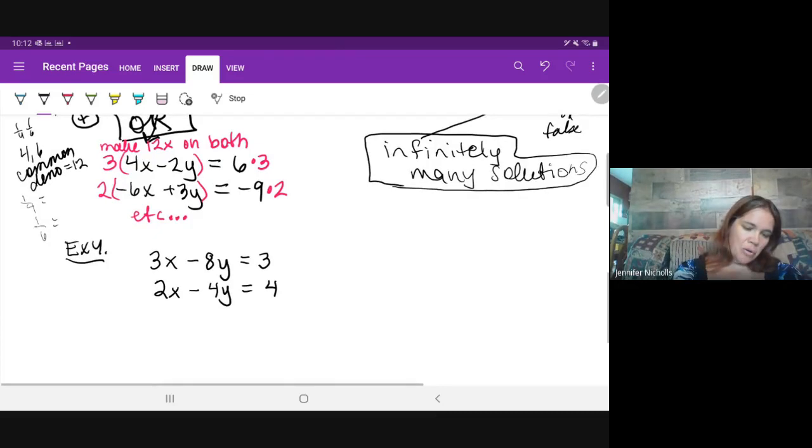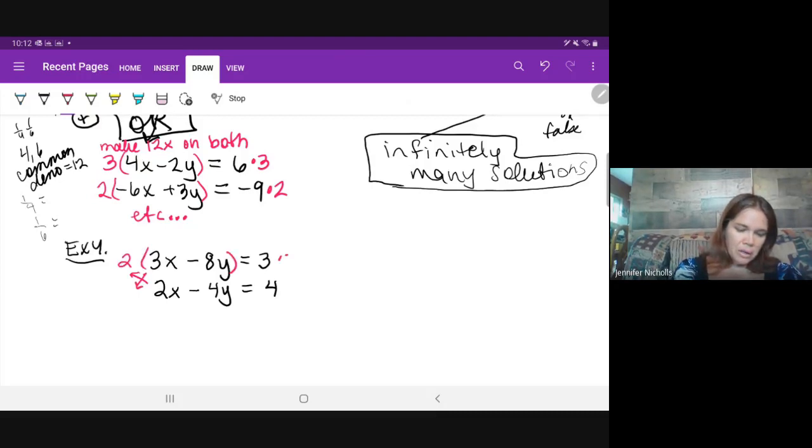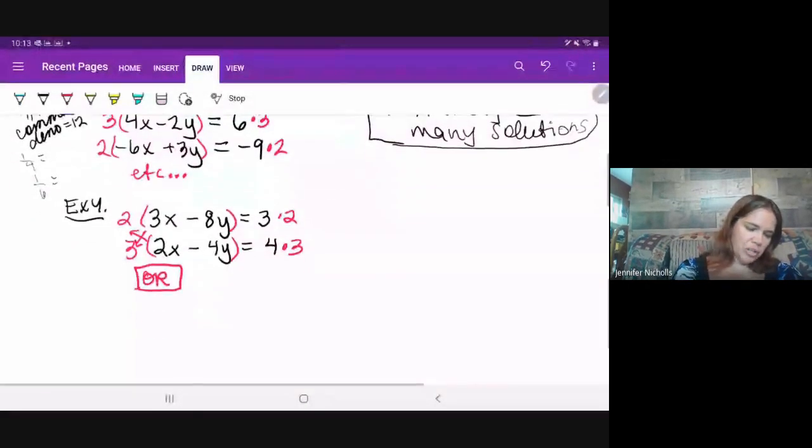Now, one way, and we're not going to do the whole way, okay? So I just want to show you one way is to multiply the top row by 2 and the bottom row by 3. That's the way that's fastest. Okay, or, let's put an or. We're not going to go all the way to the end. I just want to show you the beginning.